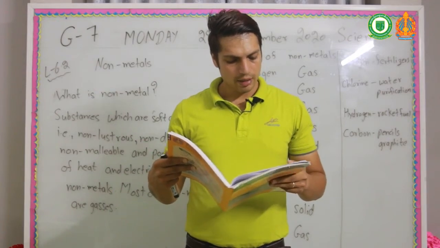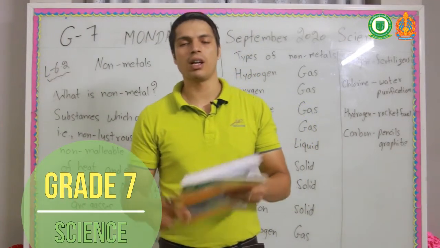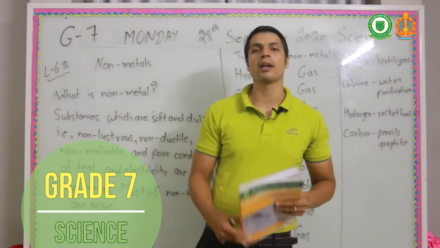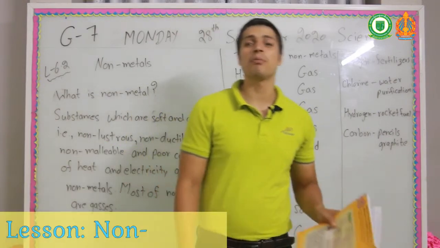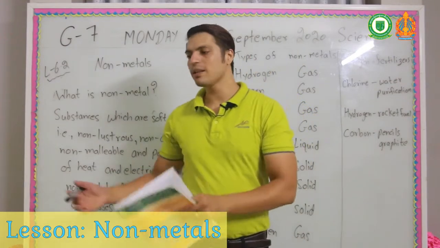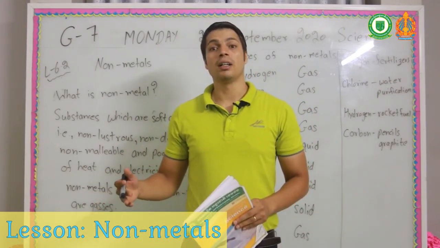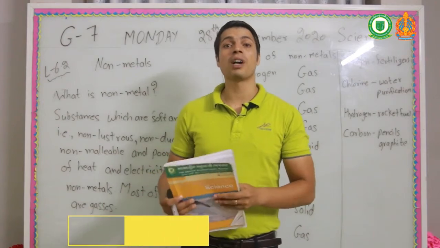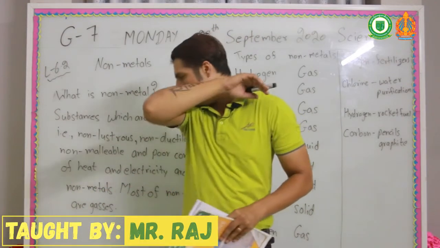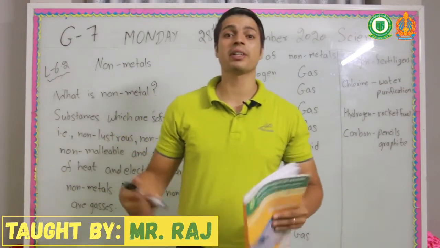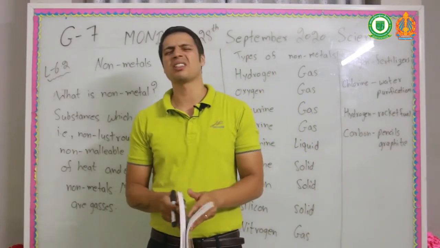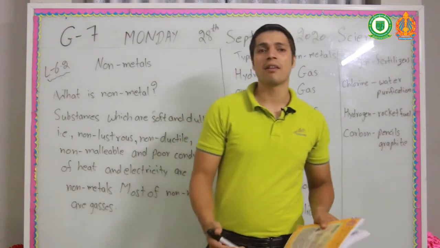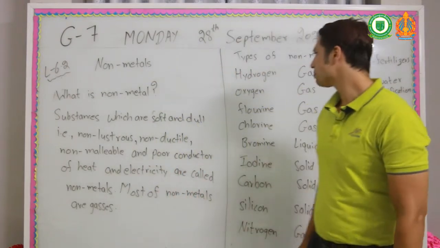And one more thing, non-metals have a low boiling point and low melting point, whereas all the metals have high melting points. To melt a metal, it needs to be on fire for a long time, because it has a high melting point. But non-metals have low melting points, like gases, all the gases have low melting points.